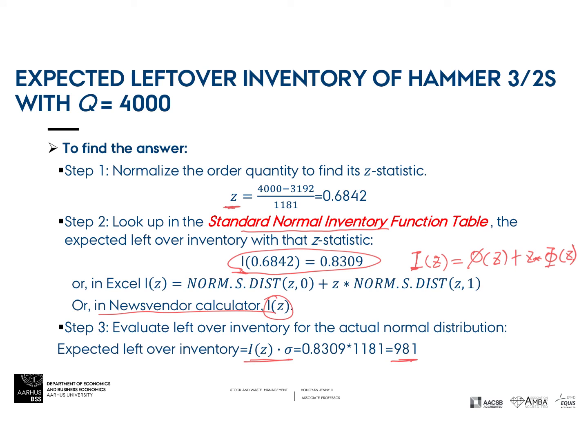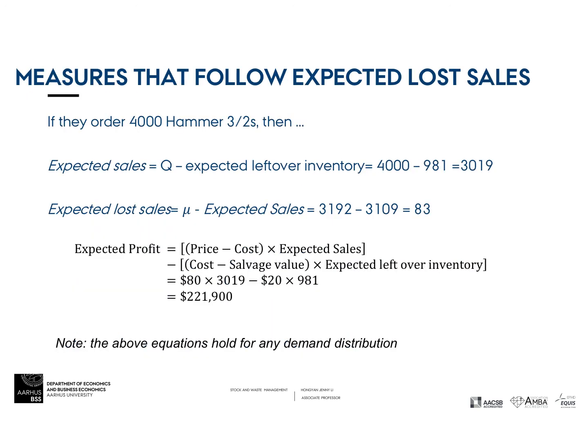So here now you can see we order 5,000 units, so your Q equals 5,000 units. You also have a higher expected leftover inventory. After you find the expected leftover inventories, you can also find expected sales, expected lost sales, and then you can also calculate expected profit based on these key values. So we do not repeat this process again.